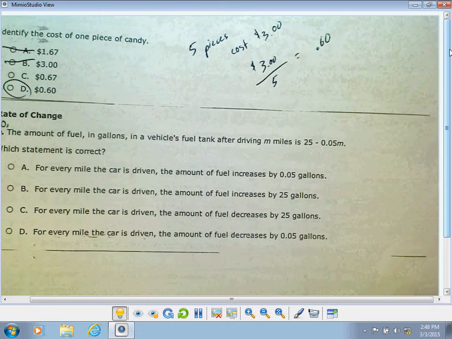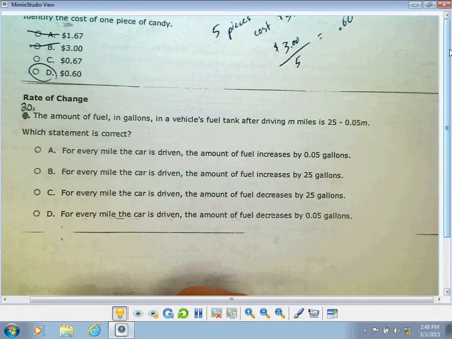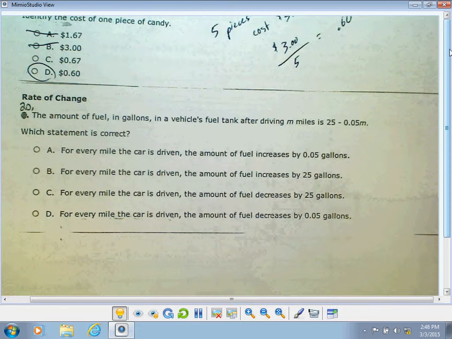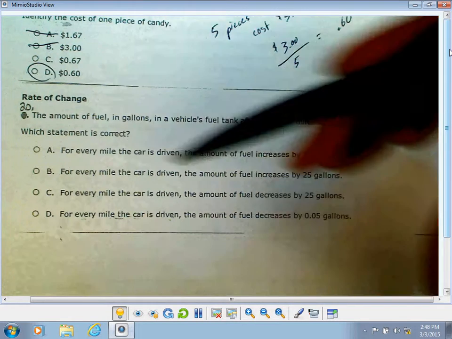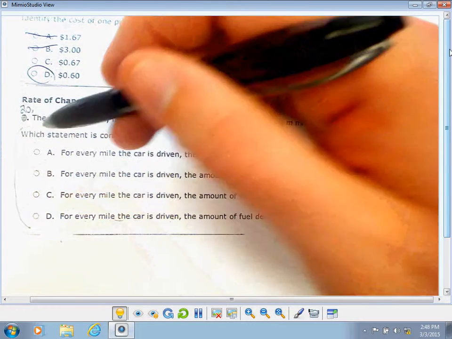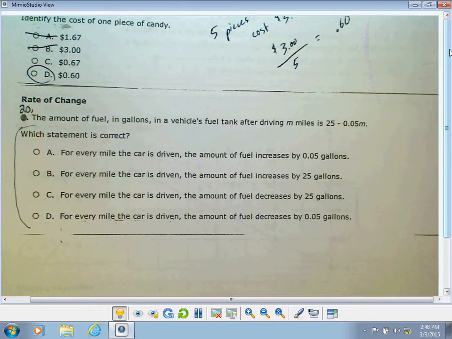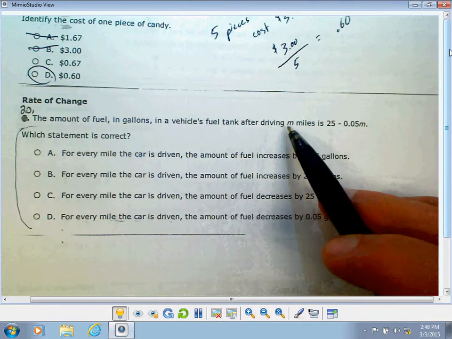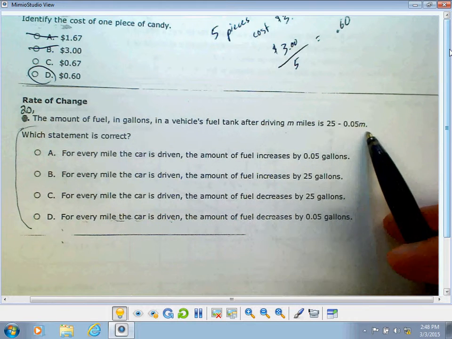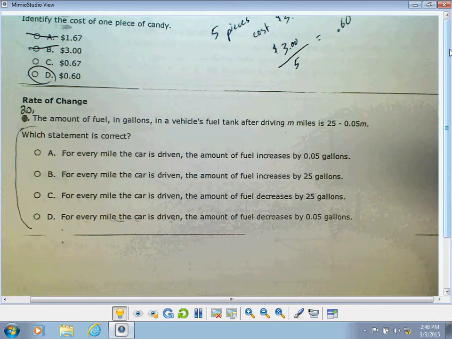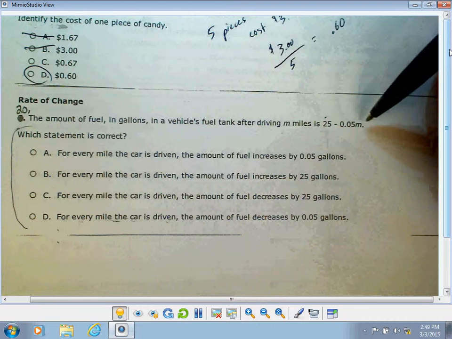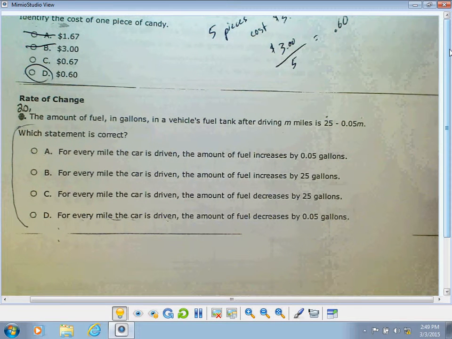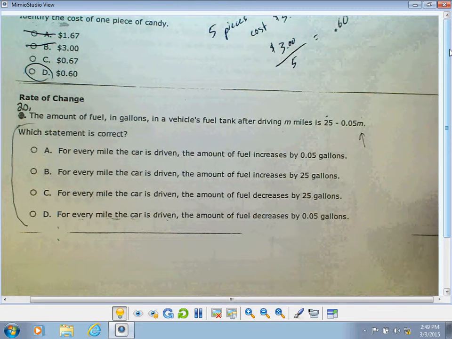Alright, number 20, my favorite question on this whole thing. What I love about number 20 is that you don't even need the problem. Really, we could give you this question and just start right here with which statement is correct. Since it's there, let's look at it. It says the amount of fuel in gallons in a vehicle's fuel tank after driving m miles is 25 minus 0.05m. So it's saying that if you want to know the total fuel left in gallons, start with 25, and then for every mile you go, subtract 0.05 gallons. So you'd put in the number of miles here, and you would know how much fuel you have left.